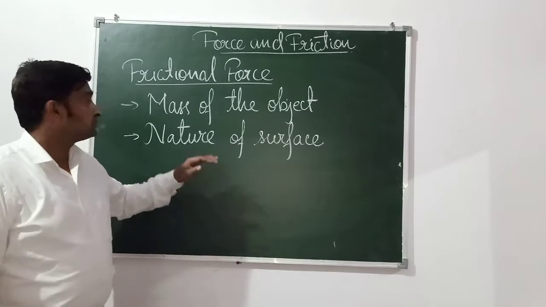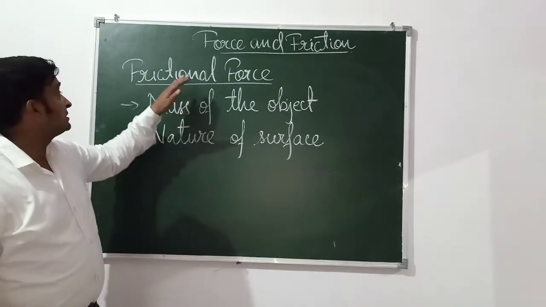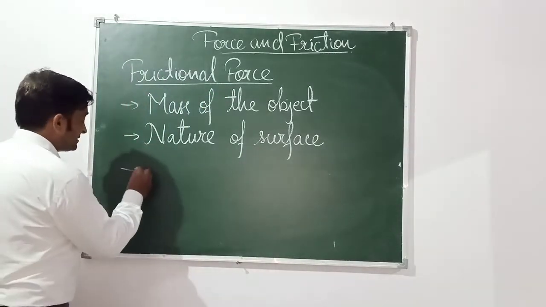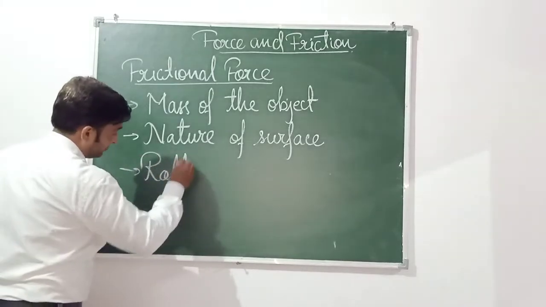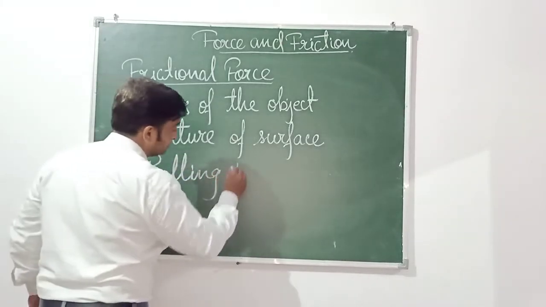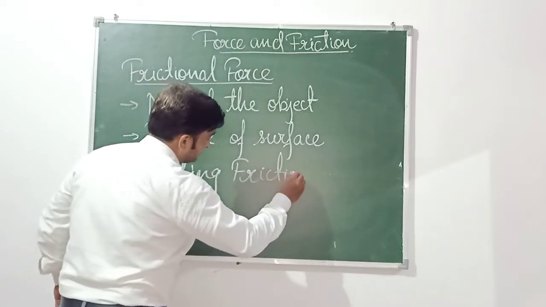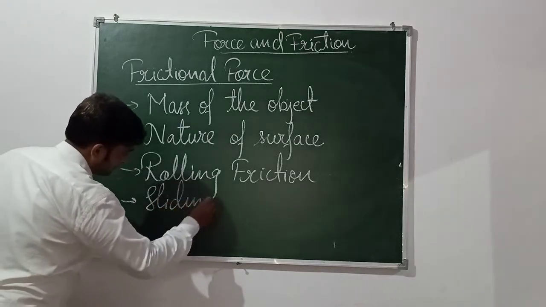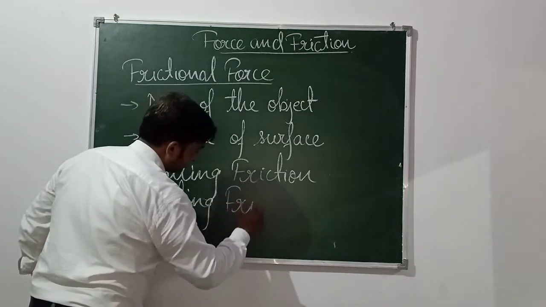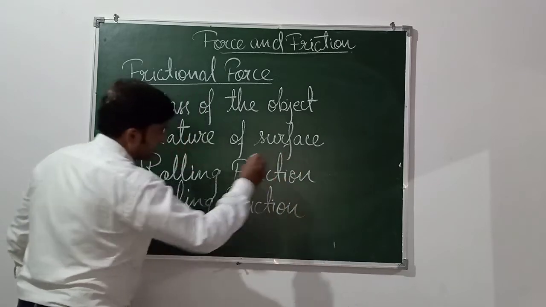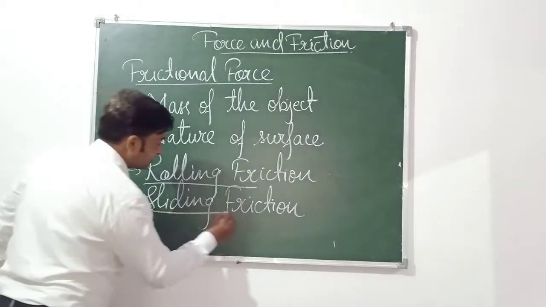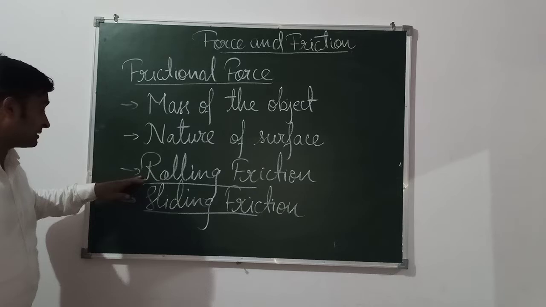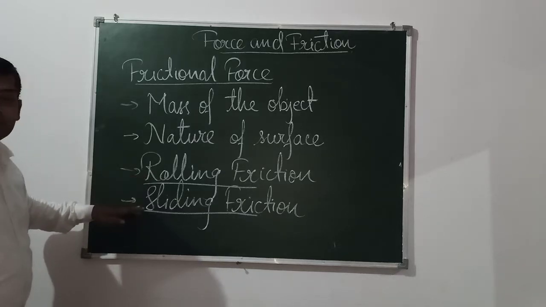Now another thing, besides the factors, the friction force is actually of two different types. One is known as rolling friction and the other is sliding friction. These are the two different types of friction, and there is a difference between them. The rolling friction is always comparatively less than that of the sliding friction.